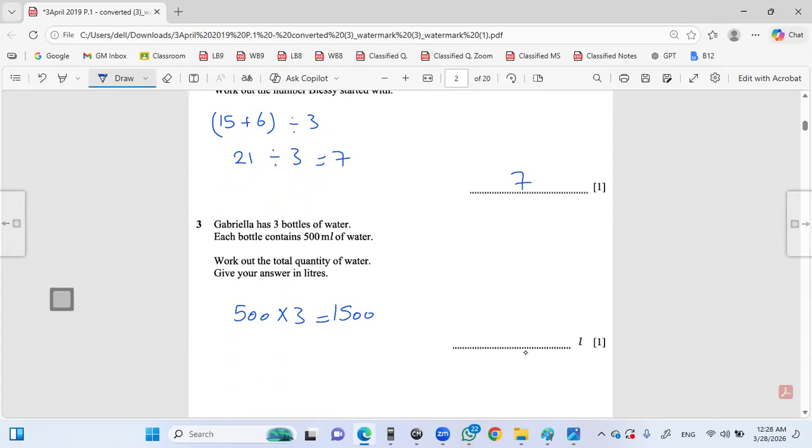Well, if you write 1,500 liters, unfortunately, you're going to lose the mark. Why? Because this is milliliters, and they want the answer in liters, so divide by 1,000, which is 1.5.